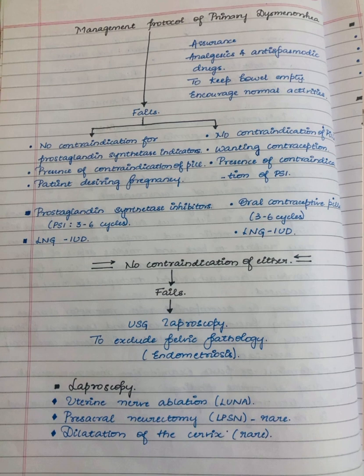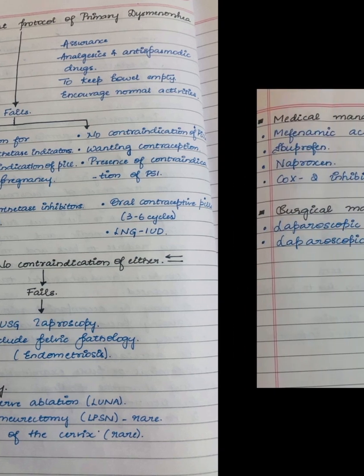First, give assurance, analgesics, antispasmodics, ask her to keep her bowels empty, and perform daily activities. If all this fails, if she wants pregnancy, give her PSI. If she wants contraception, give her oral contraceptives. If both are failing, do USG and laparoscopy, and rule out whether it is primary or secondary. Then in the laparoscopy, you can perform laparoscopic uterine nerve ablation or laparoscopic presacral neurectomy. Dilatation of the cervix is done rarely.